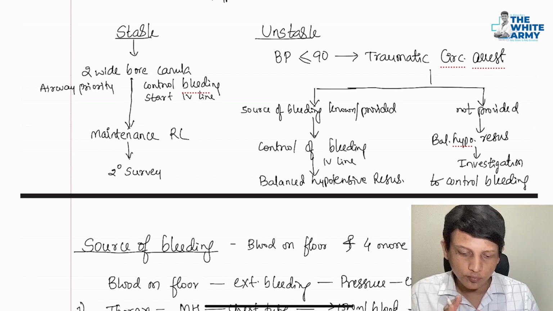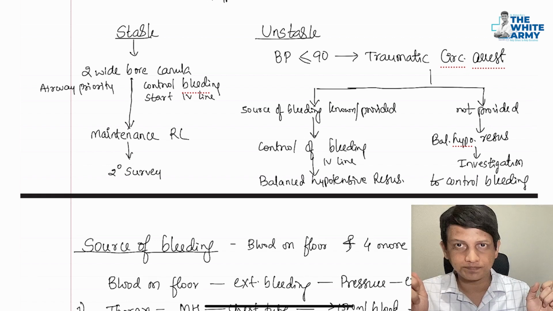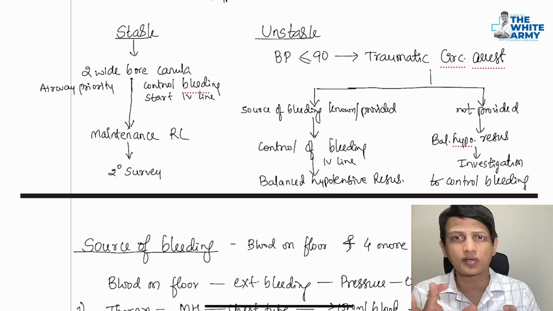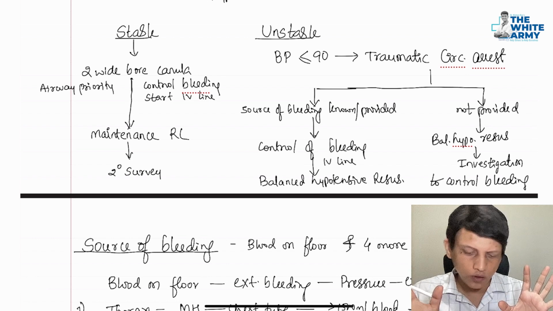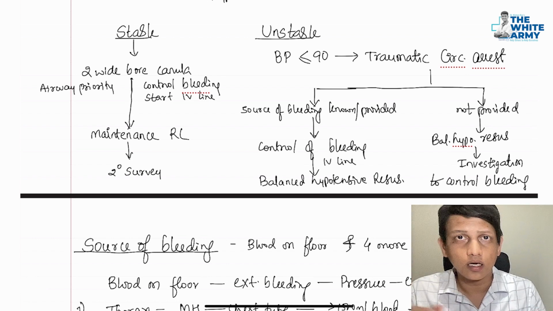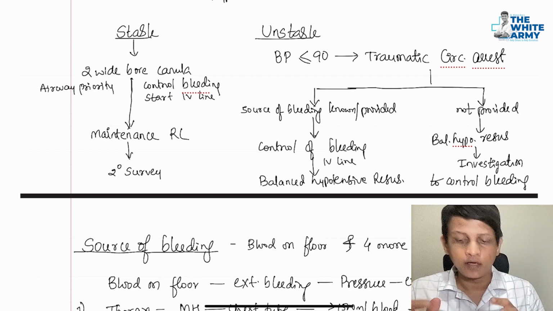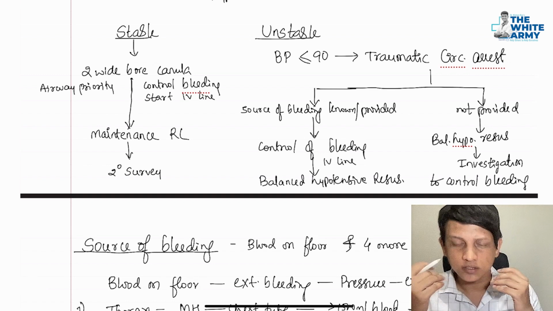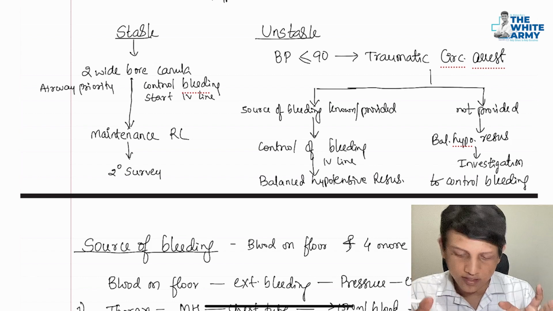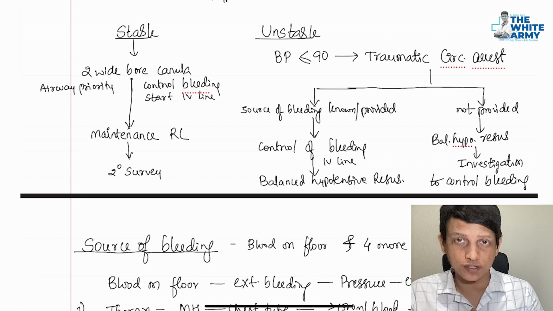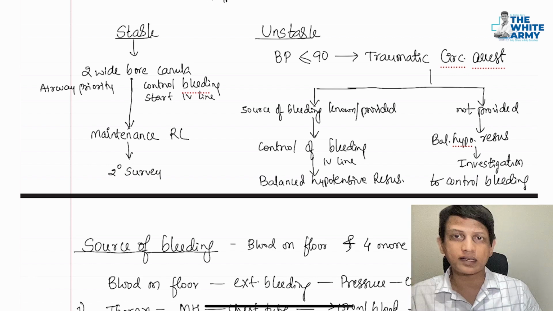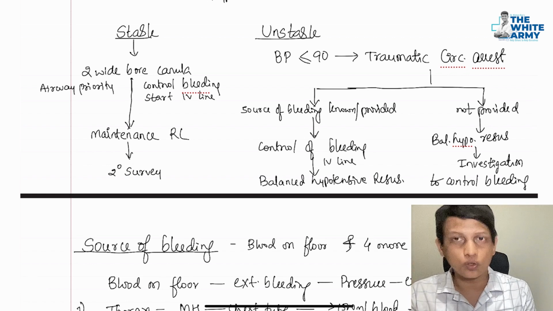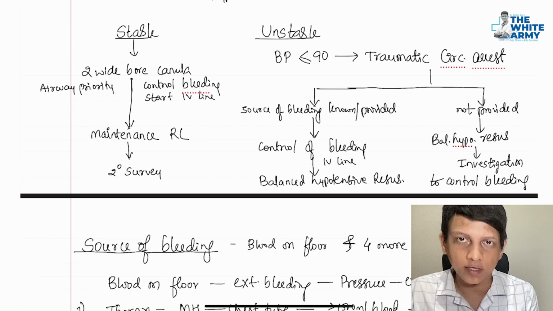If there is a visible source of bleeding, immediately control it. You can put a tourniquet or apply pressure and stop the bleeding. Then start the IV line and do balanced hypotensive resuscitation. If the source of bleeding is not given, then it could be somewhere in the thorax or abdomen, we don't know yet. Then start the balanced hypotensive resuscitation, get investigations done like E-FAST or X-ray, etc., to know the source of bleeding, and then control it.